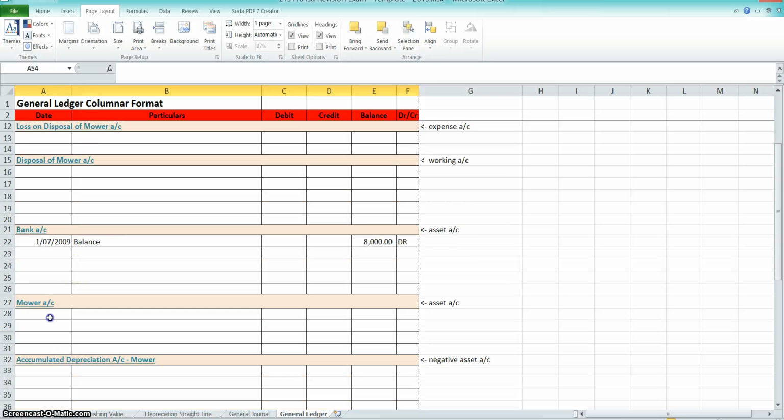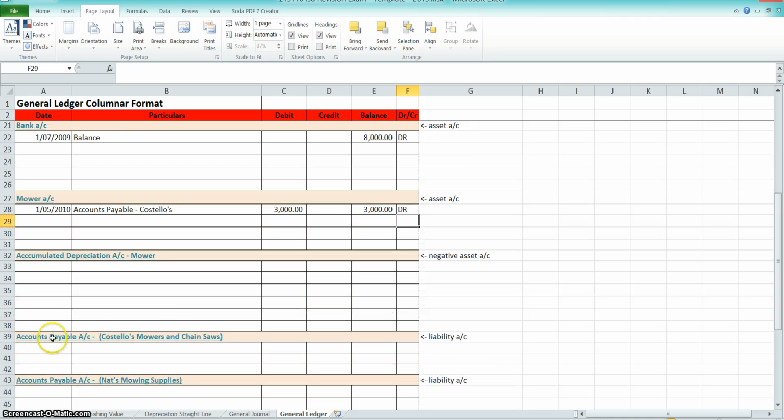Okay. So if we go down to the mower, on the 1st of May 2010, we purchased a mower from Costello. So it was accounts payable, Costello's. Let's double check that. Yes, Costello's mowers and chainsaws. So the mower was $3,000. So that is our asset account. $3,000 debit. Actually put debit in there.